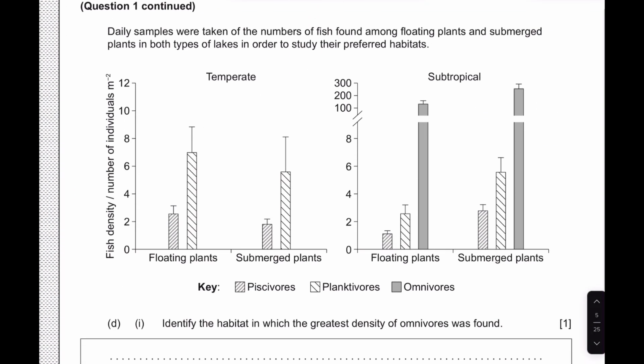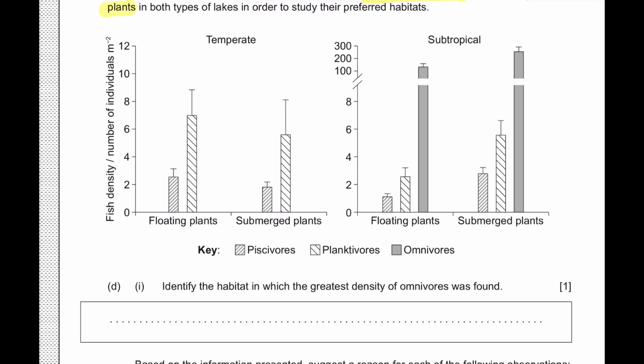Next question: daily samples were taken of the number of species, among floating plants and submerged plants, in both types of lakes, in order to find their preferred habitat. There are three varieties given based on their eating habits: piscivores, planktivores and omnivores. Identify the habitat in which the greatest density of omnivores was found. So the greatest density of omnivores is here and here, and we are looking at the habitat, so it should be subtropical.